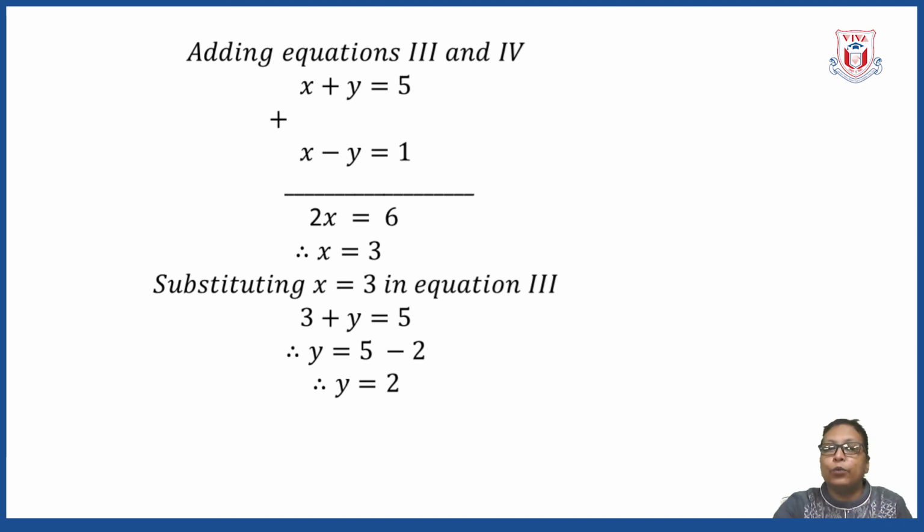Substituting x is equal to 3 in equation 3. As I have said, you can choose any equation. Here I have taken 3. Okay, so in place of x, 3 is written. 3 plus y is equal to 5. And therefore, y is equal to 5 minus 3 and y is equal to 2. So we got the value of x as 3 and the value of y as 2. Finally, don't forget to write down the solution. The solution is an ordered pair, and so here the solution is (3, 2).